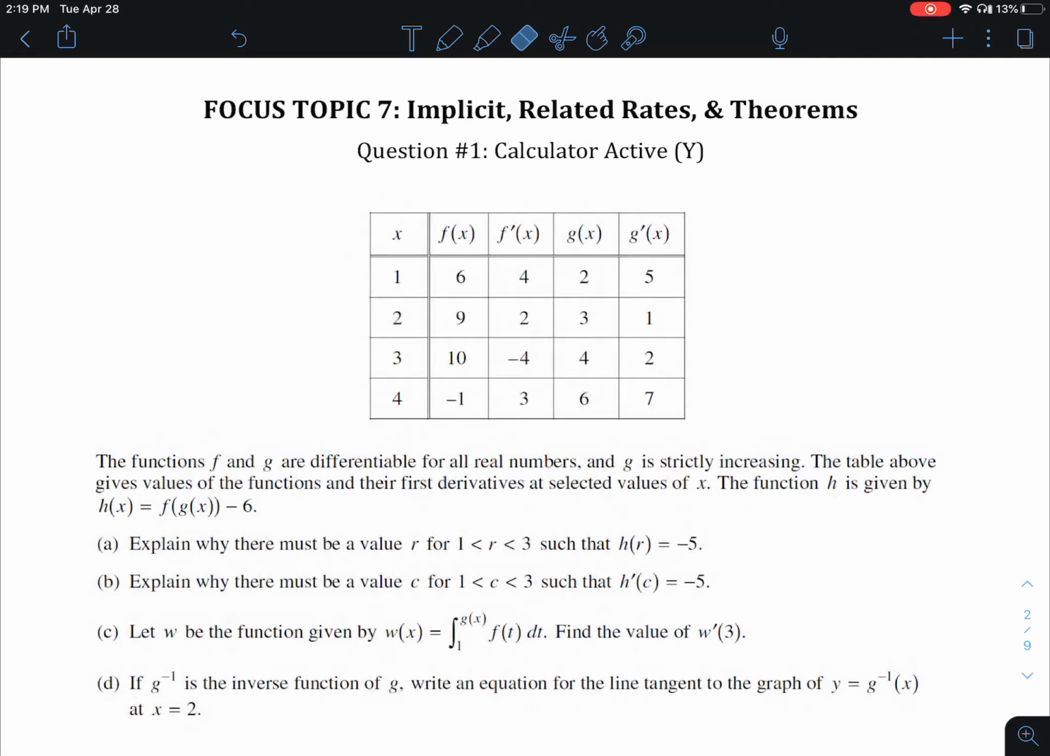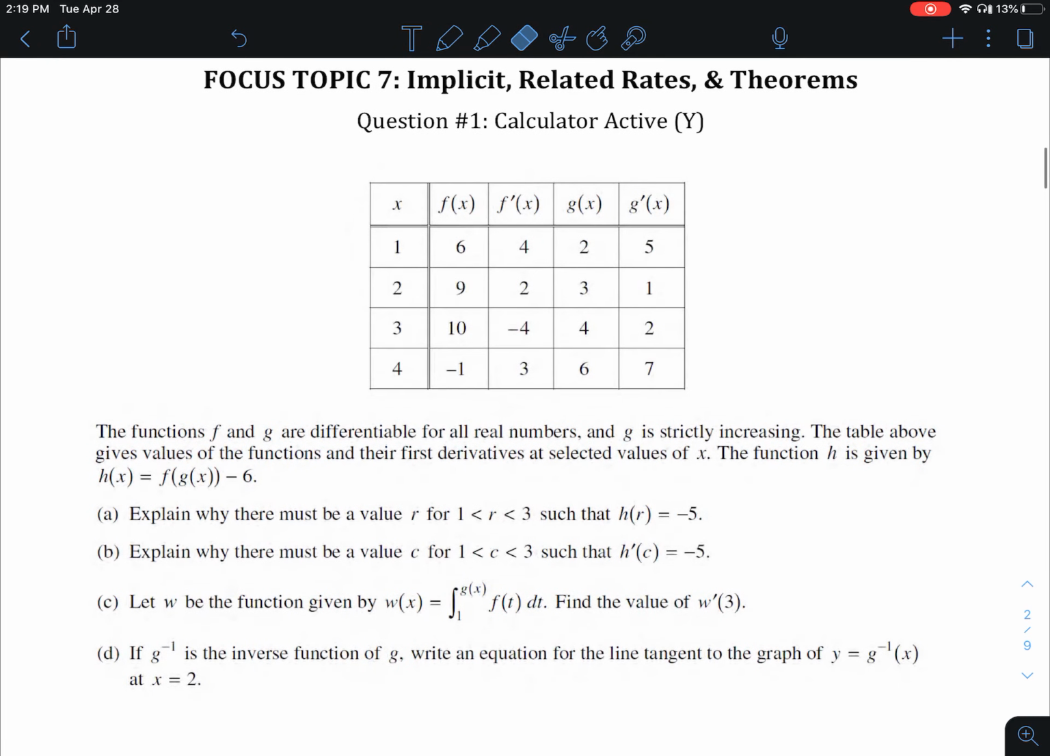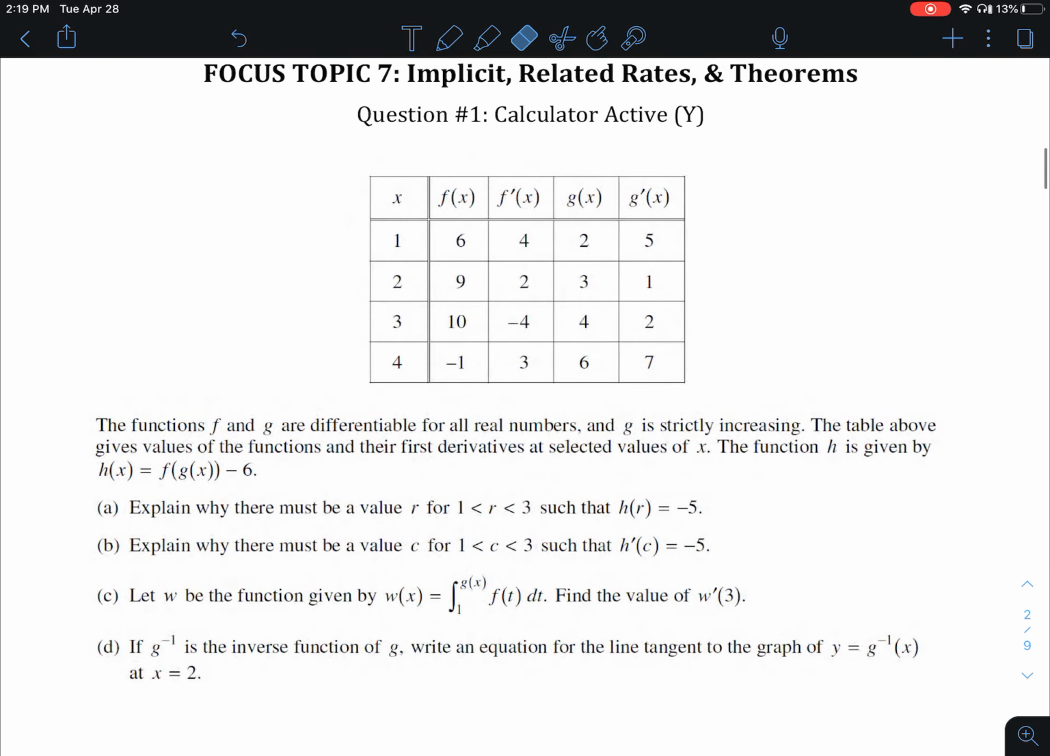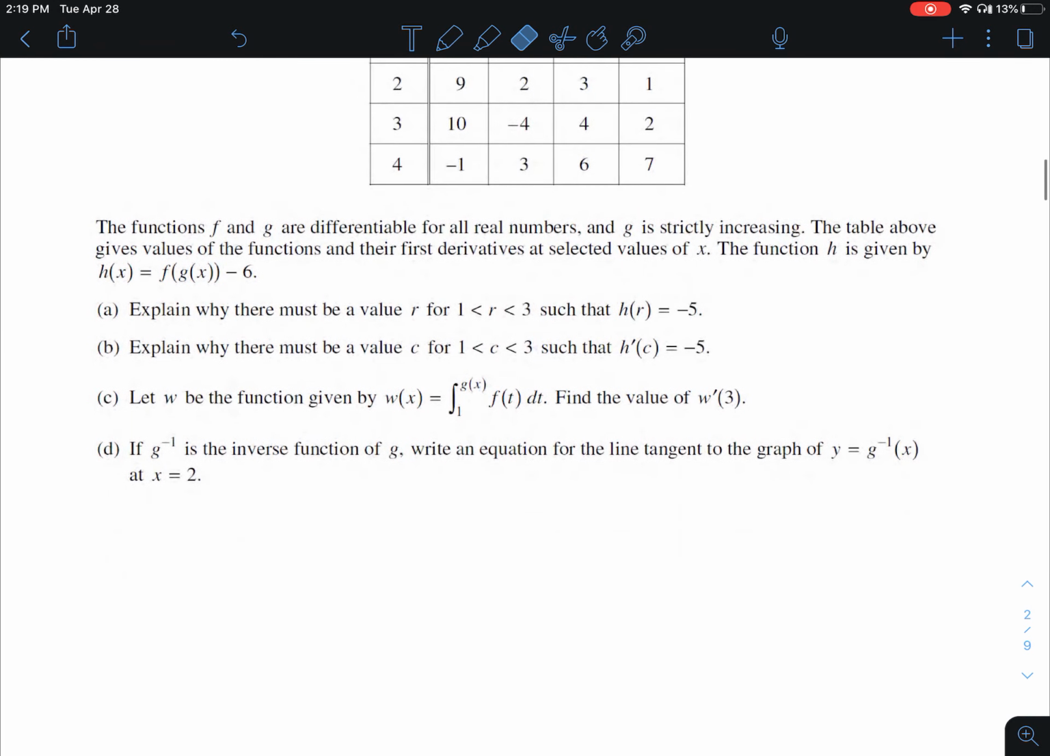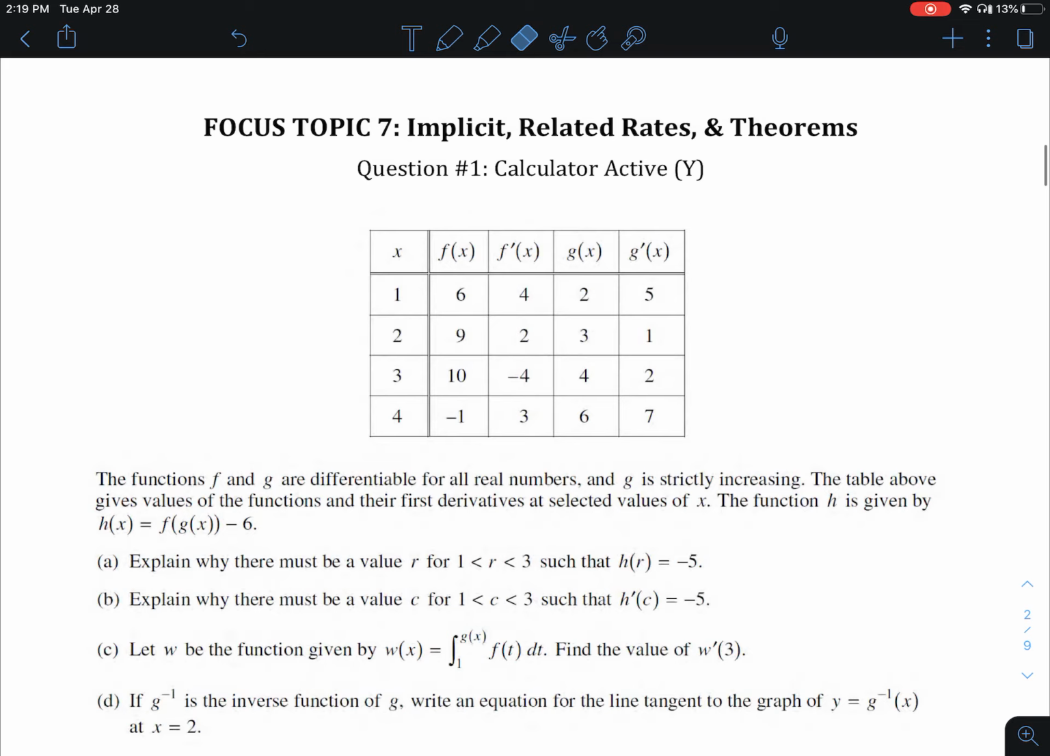Good morning. Today I'm going to go over the two type 7 problems I assigned you for homework. The first question was question 3 from 2007. I know it says calculator active, but it is not calculator active. So let's get into it.